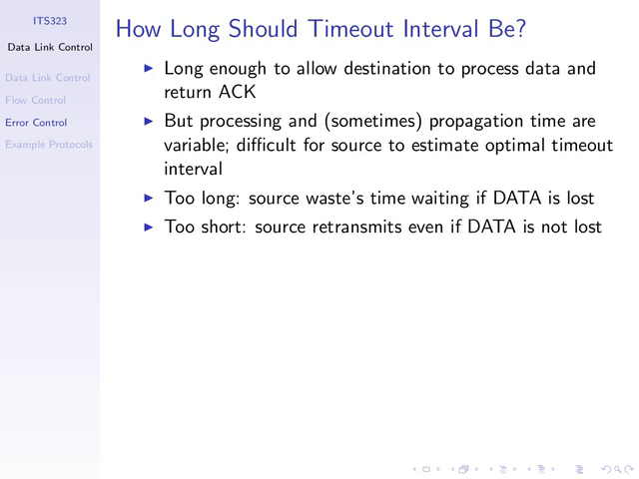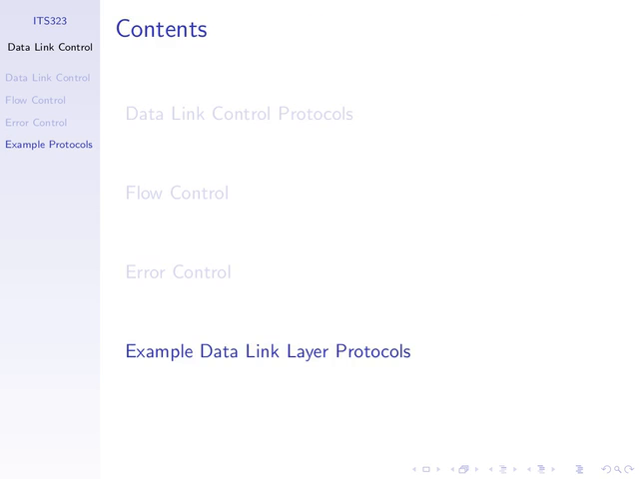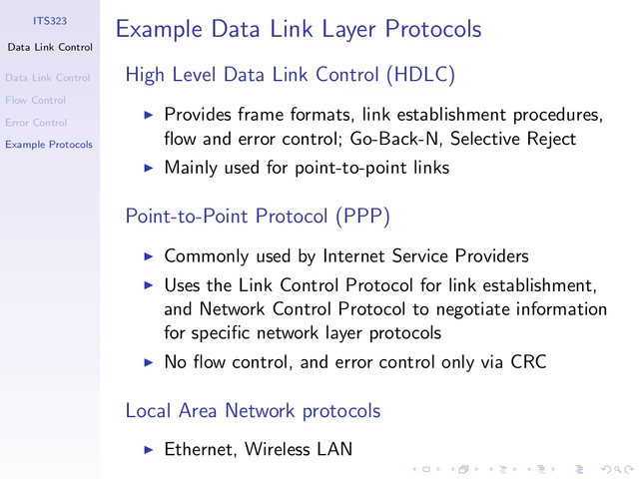We've spoken about the timeout intervals. Here are some examples of real protocols that use these mechanisms. We're not going to go through them. HDLC is one protocol used over links. It uses go back N or selective reject. This one you may have used in connections via your ISP: point-to-point protocol, commonly used by internet service providers. It doesn't include flow control. It uses forward error correction and CRCs for error control.